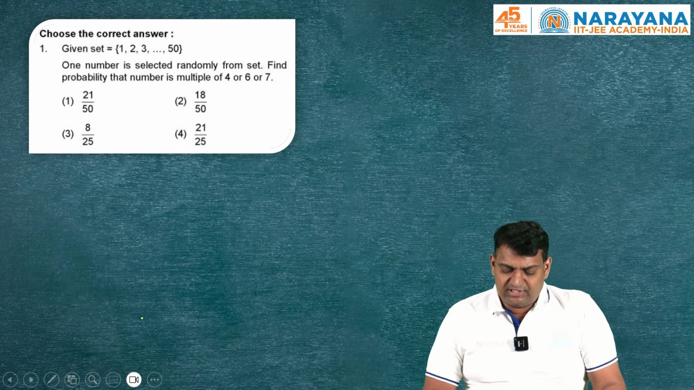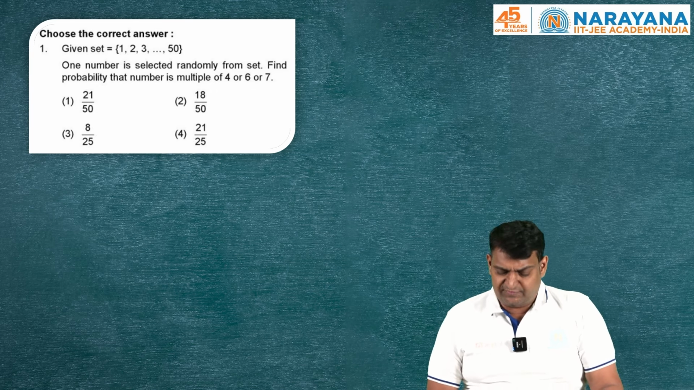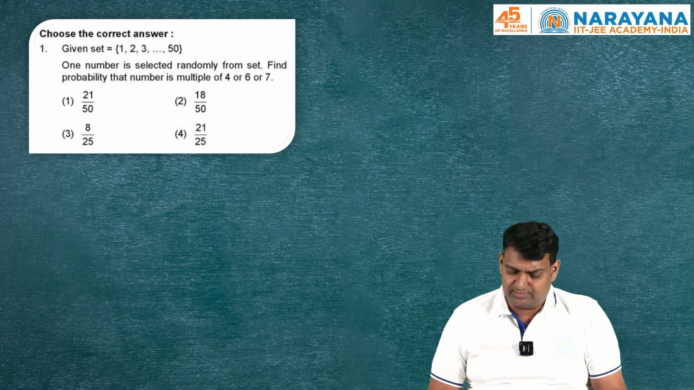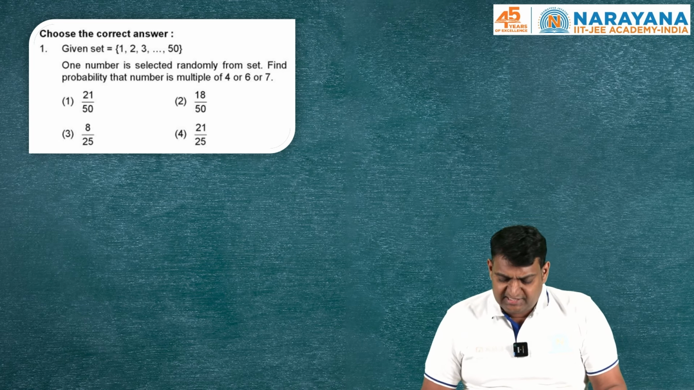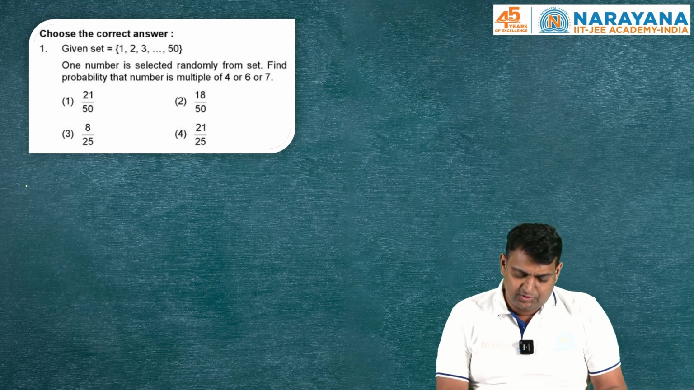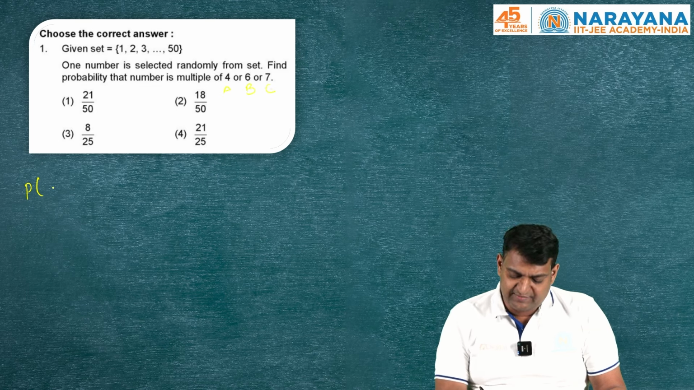The first problem is based on probability, a very simple, very basic problem based on the inclusion-exclusion principle. A set is given in which there are 50 elements. One number is selected at random from the set. Find the probability that the number is a multiple of 4 or 6 or 7. Suppose A is multiples of 4, B is multiples of 6, C is multiples of 7; we need to find P of A union B union C.